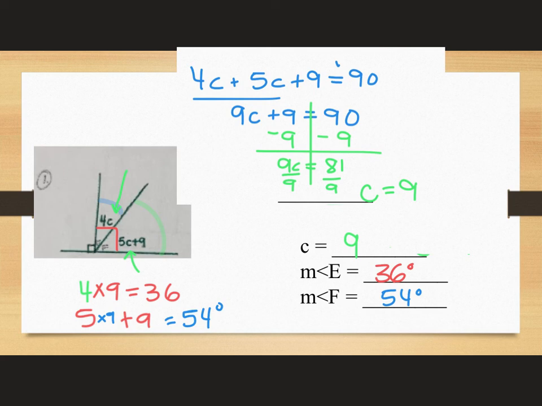Now, those are our answers. We can always check ourselves and make sure that E and F are complementary. When I add them together, I should get 90, and I do. I get 90 degrees, so we did it correctly.